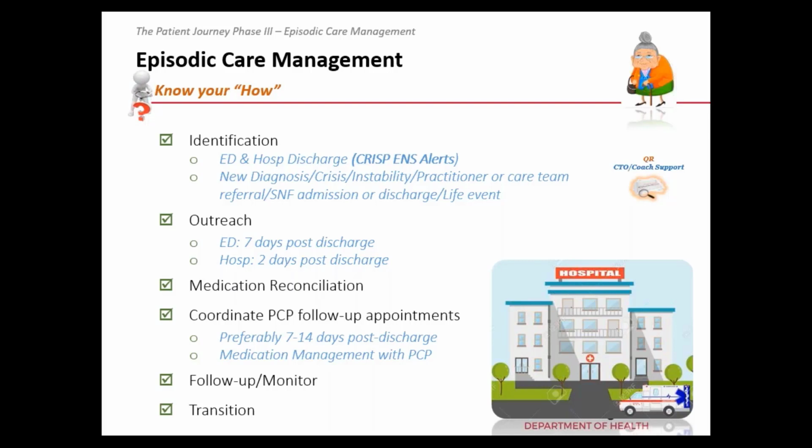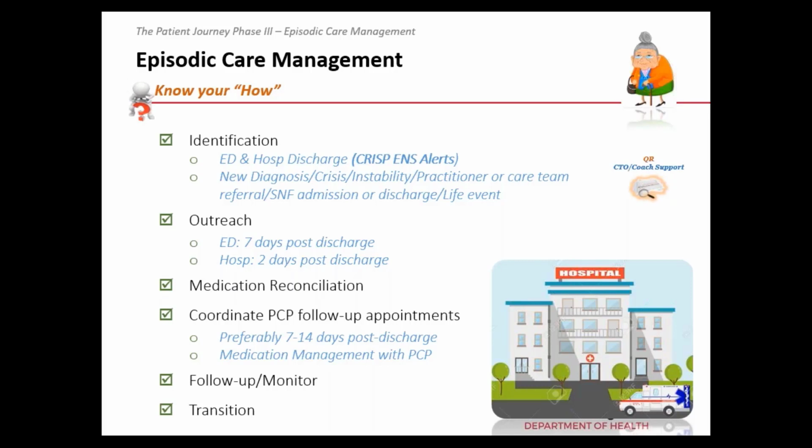In this short-term care management, a key thing to keep in mind is that, first of all, you have to have a way to identify these patients. Most of you already use the CRISP ENS alerts. I would say that's your first go-to data source. Then, when you have that data, you should outreach to your patients as soon as you can. In the MDPCP program, for a recent hospital discharge, you have 2 business days to contact the patient, and for post-ED visits, 7 business days. So keep that in mind as you plan your workflow.